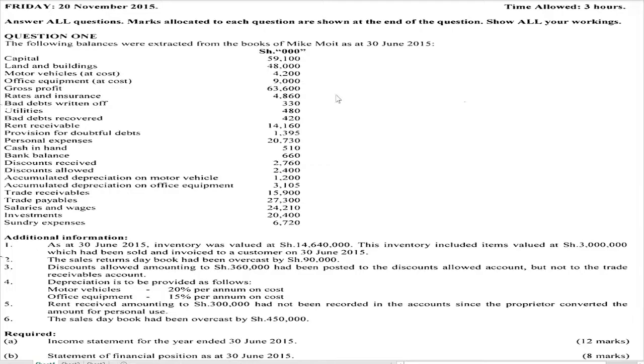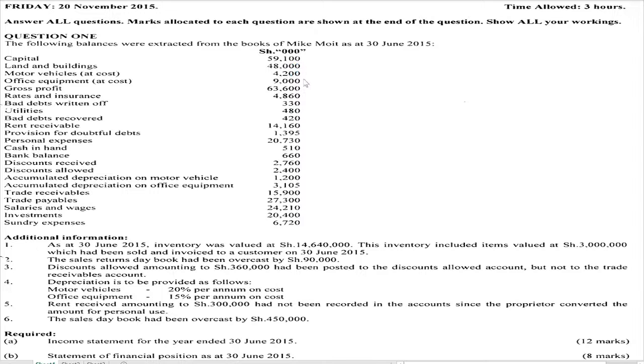Today I want to discuss this question of November 2015. We have been given the balance extracted from the books of Mike Moit as at 30 June 2015. We have the capital of 59,100, land and building 48,000.